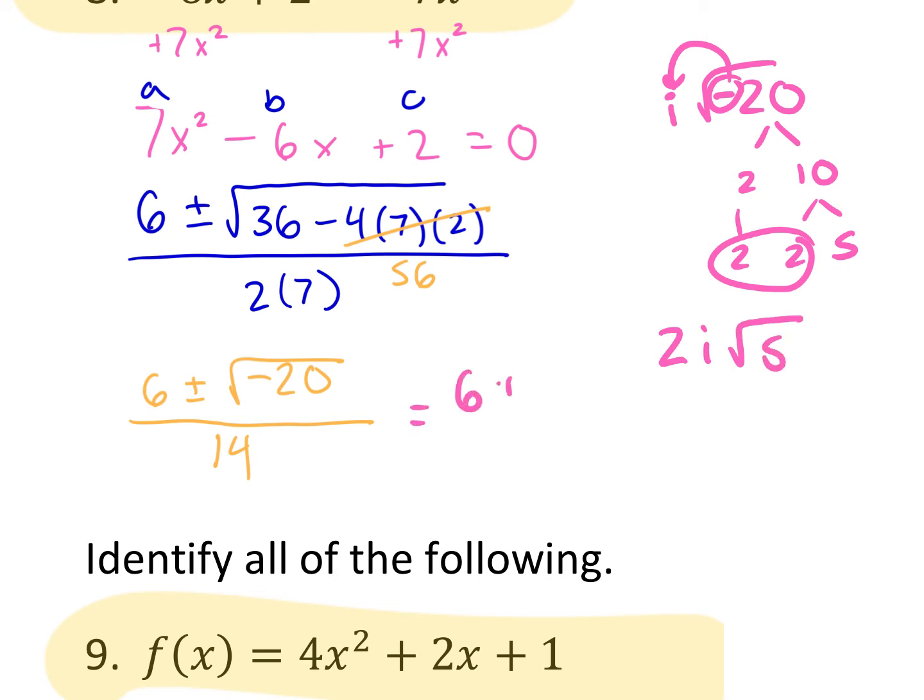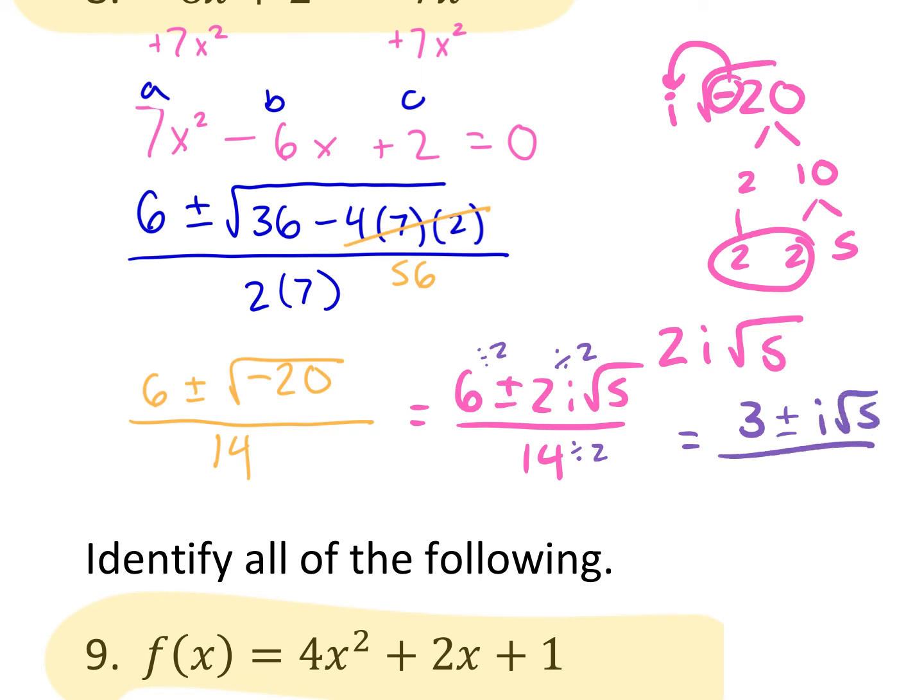So this would be 6 plus or minus 2i square root 5 over 14. Can I simplify this anymore? How? Everything's divisible by 2. So 3 plus or minus i square root 5 over 7. And that would be our answer.